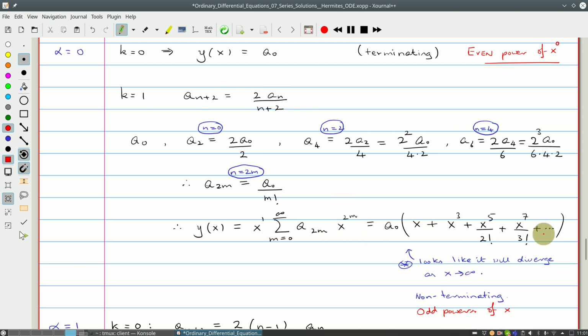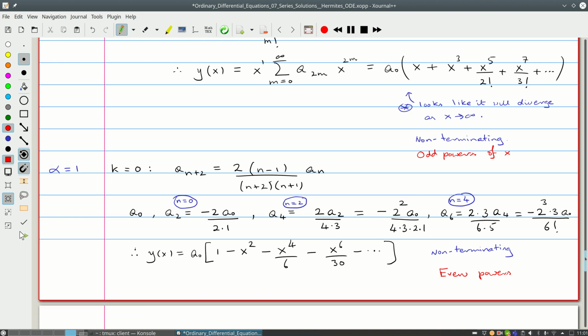And we have this power series. Now this looks suspiciously like the sine expansion, except it isn't, because we have only positive terms here. The sine expansion has positive and negative terms alternating. It looks like this will diverge as x tends to infinity. It's non-terminating.